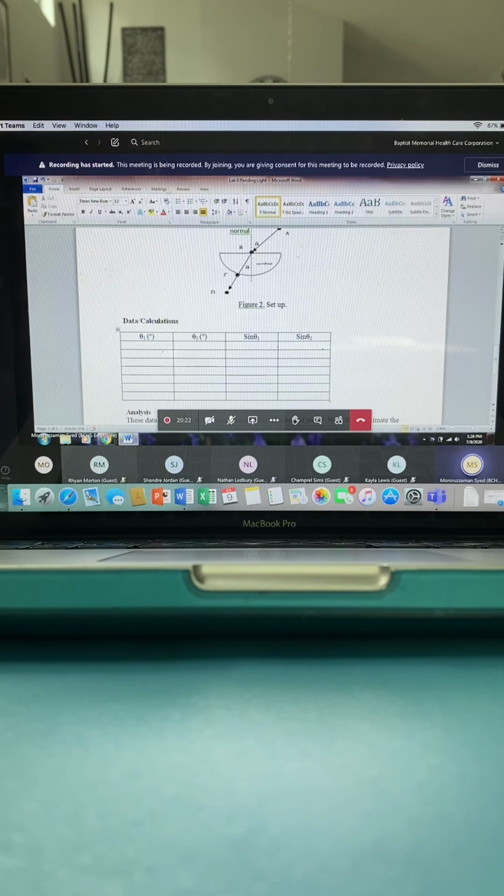Theta 1, theta 2. Let's try to save it somewhere, in case anything happens. So this is the data table I just got ready, and now let's open the software that we need to use. So this is the software. You guys need to get familiar with what's going on in the software.